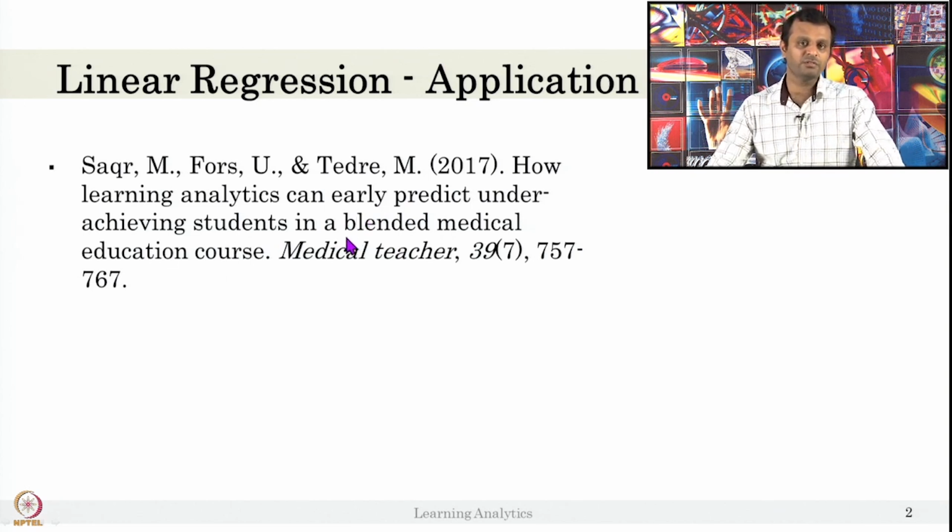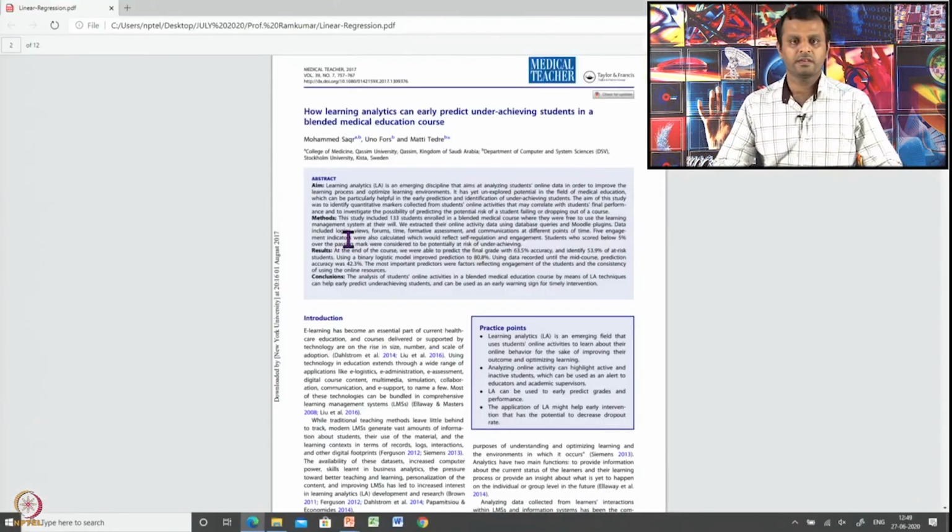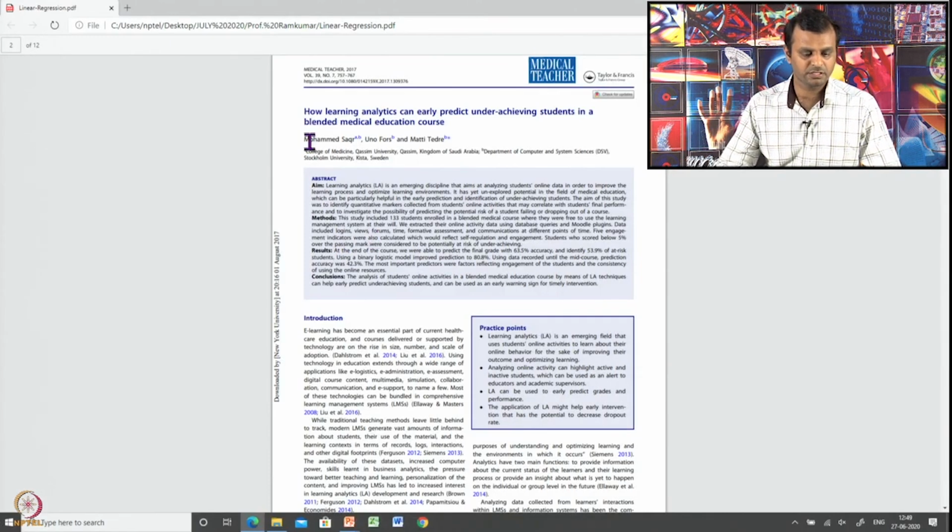But I do not recommend you write a paper in such detail, because everyone now knows what linear regression is, and they are looking for the response or the metrics, not the intercept values and each of the weights. But this paper explains it. Let us look at this paper: how learning analytics can early predict underachieving students in a blended medical education course.